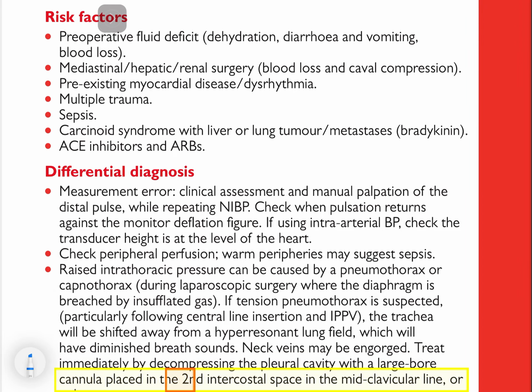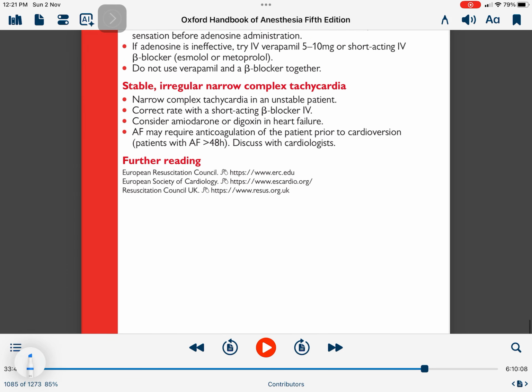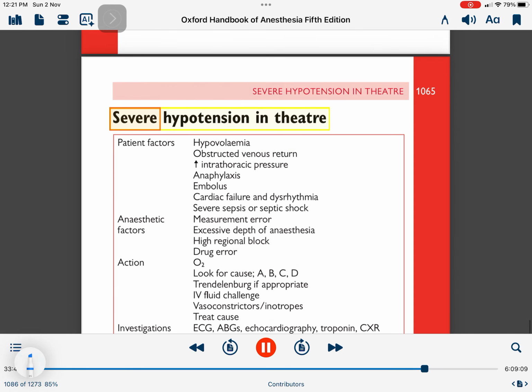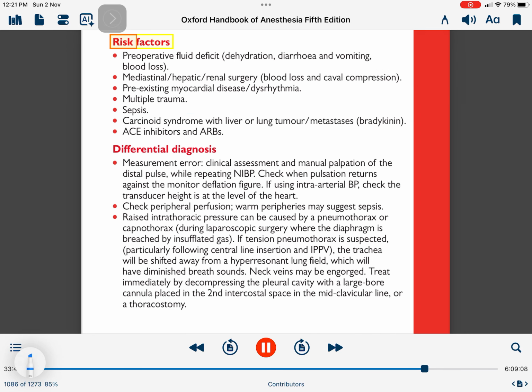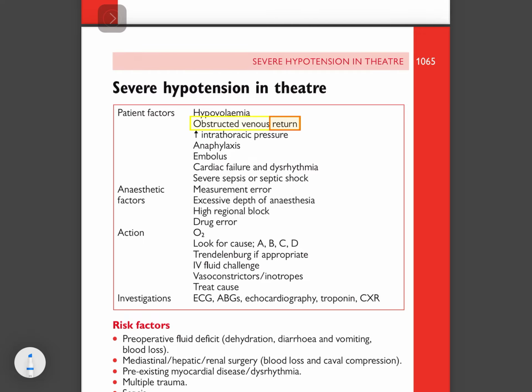Patient factors: hypovolemia, obstructed venous return, intrathoracic pressure, anaphylaxis, severe hypotension. Severe hypotension and theatre risk factors: preoperative fluid deficit, dehydration. Factors: hypovolemia, obstructed venous return, intrathoracic pressure, anaphylaxis, embolus, cardiac failure and dysrhythmia, severe sepsis or septic shock. Anesthetic factors: drug measurement error, excessive depth of anesthesia, high regional block, drug error.